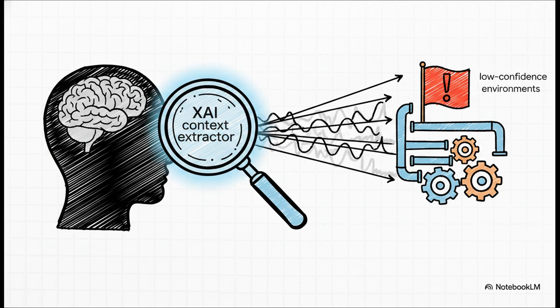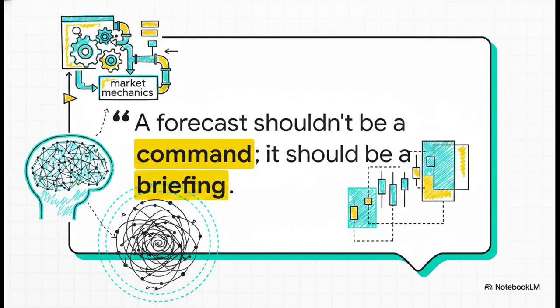And most importantly, it maintains the human-in-the-loop safeguard. AI's job isn't to be some magic oracle, it's a context extractor that gives the sophisticated trader ultimate situational awareness before deploying a single dollar of capital. I really want to leave you with this final thought. A forecast shouldn't be a command, it should be a briefing. Your true forecasting edge doesn't lie in blindly following algorithmic signals. It lies in understanding the hidden market mechanics, mastering the plumbing, and utilizing transparent AI to synthesize context faster than the competition. So you have to ask yourself, are you trading the actual market, or are you just trading its shadow?